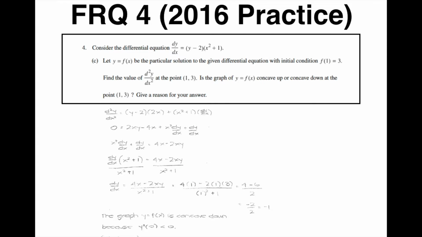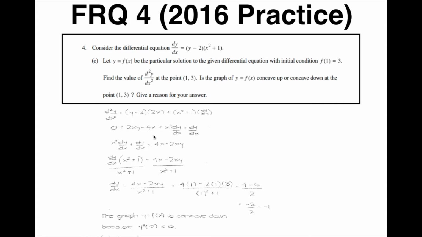Let's have a look at student B. They start correctly by trying to find the second derivative using the product rule. U prime v, well, it's uv prime plus v u prime. I would recommend you always stick to u prime v plus uv prime. And from here, the student starts getting on the wrong path.